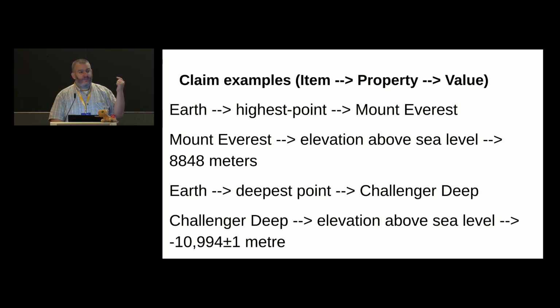Here's a third claim, again about the Earth. The deepest point on Earth is the Challenger Deep in the ocean, right? And now we talk about the Challenger Deep itself, and we say that its elevation above sea level is minus 11 kilometers, right? The elevation above is minus 11 kilometers because it's not above sea level, obviously. Great.